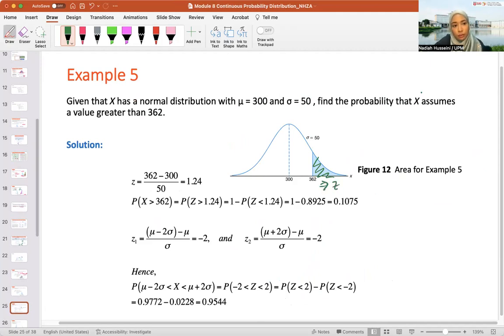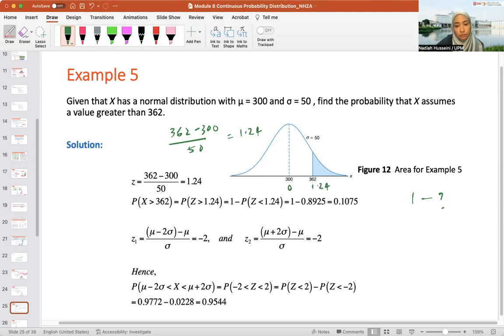And then from Z, we get the probability value. And then the probability value would be 1 minus whatever that value is. Okay, so let's try to convert this value first to Z. 362 minus 300 divided by 50. I will get 62 divided by 50. That's a fraction. My brain does not deal with fractions. So that is 62 divided by 50, 1.24. So Z is 1.24.